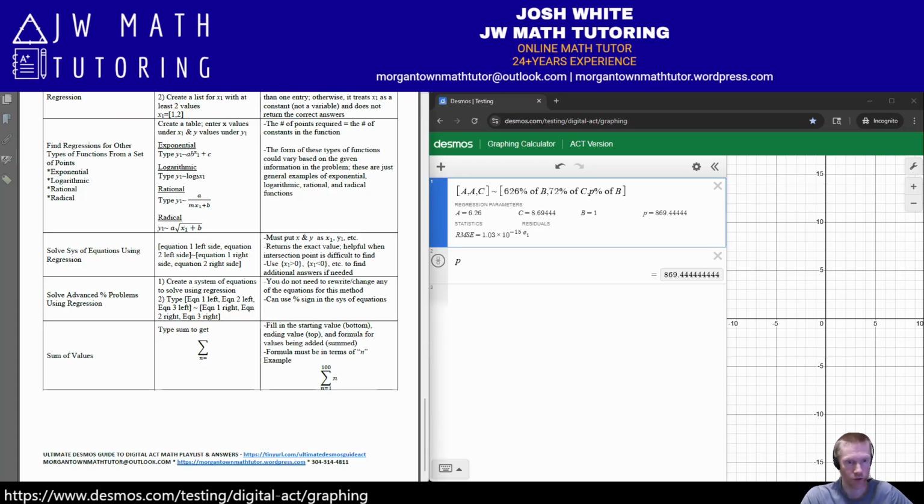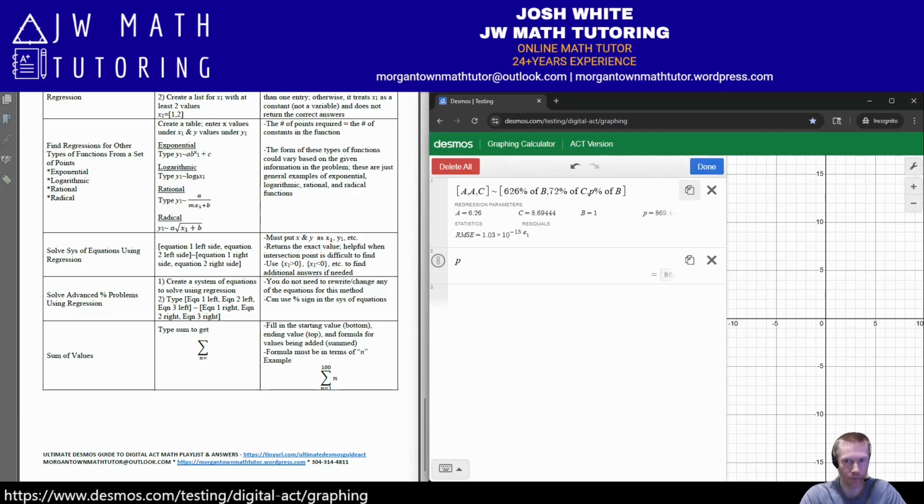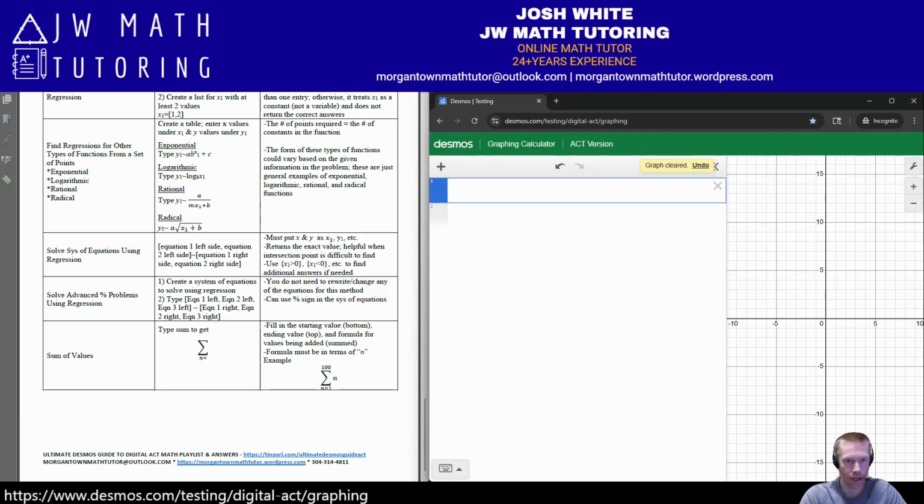So now let's go back to the guide just to talk about one last topic. This is not something that doesn't come up very often, but just in case it does, you can use the sum notation to get the total sum of a bunch of numbers being added together. You just type sum and then the blank, basically it's sigma, the Greek letter, that shows up, and then you would fill in on the bottom the number you're starting at, on the top the number you're ending at, and then for the formula it would be the number of values being summed.